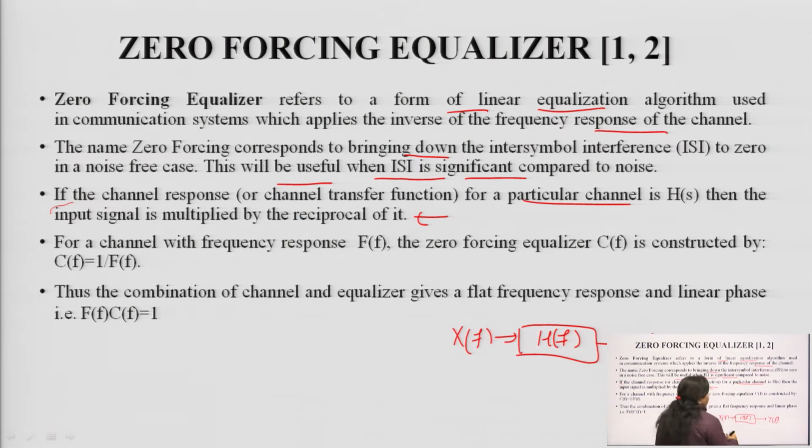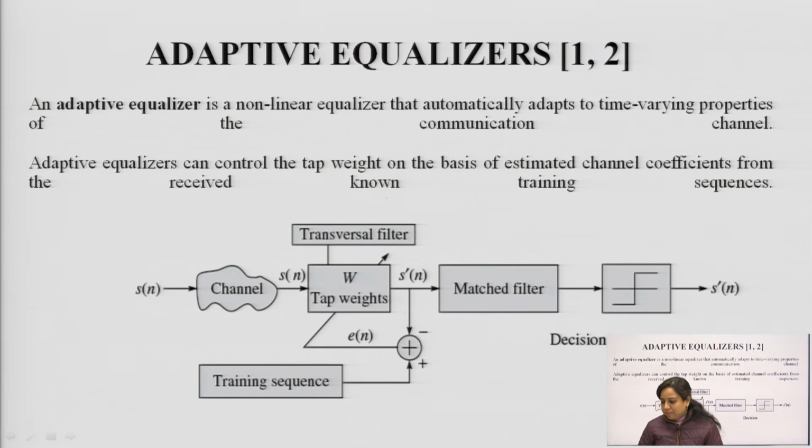Now, in case of a zero forcing equalizer at the receiver side, we have to use a filter which is having transfer function given by 1 upon H(f), that is going to equalize whatever value has been changed due to the effect of noise. Thus, the combination of channel and equalizer gives a flat frequency response and linear phase. So, F(f) and C(f) equals 1. Now, next is the adaptive equalizer.